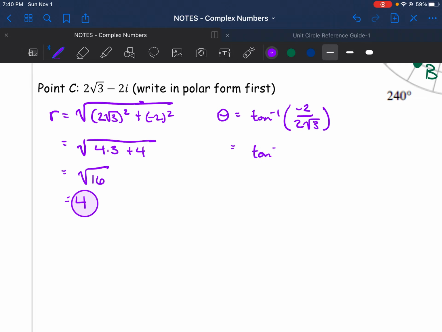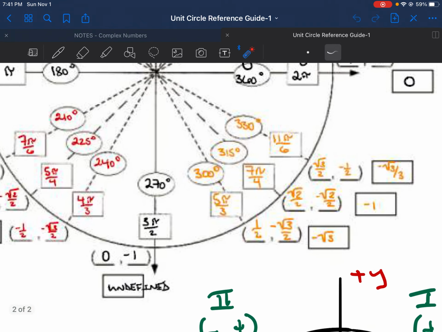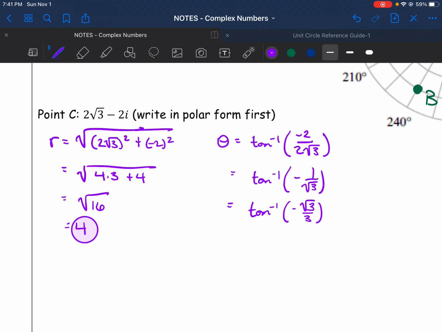So we have the inverse tangent of negative 1 over root 3. We don't like square roots in the denominator, so let's multiply top and bottom by square root of 3. This gives us negative root 3 over 3. And I'm just going to check real quick. This is a positive for the real part and then a negative for the imaginary part. That'd be the fourth quadrant. So we want to find in the fourth quadrant which angle has a tangent of negative root 3 over 3. That would be 330 degrees. So angle theta is 330 degrees.